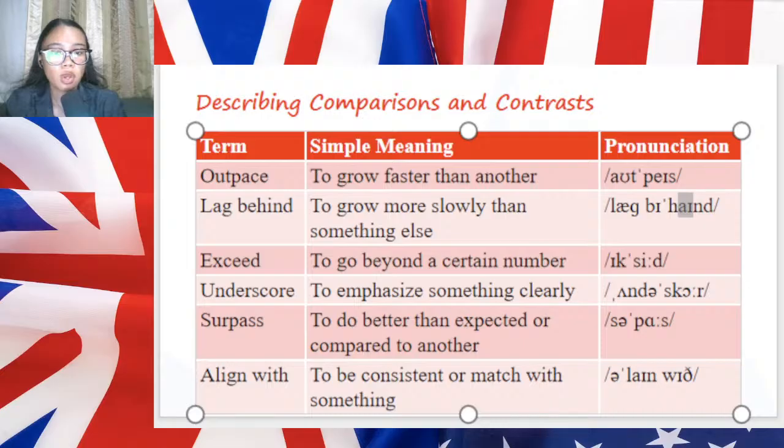So in data, this refers to a figure that has surpassed a specific target, a specific average, or the value of another data point. So it often implies reaching a new high or breaking through a previous ceiling, something like that. So that's exceed. When it comes to pronunciation, there's 2 syllables.